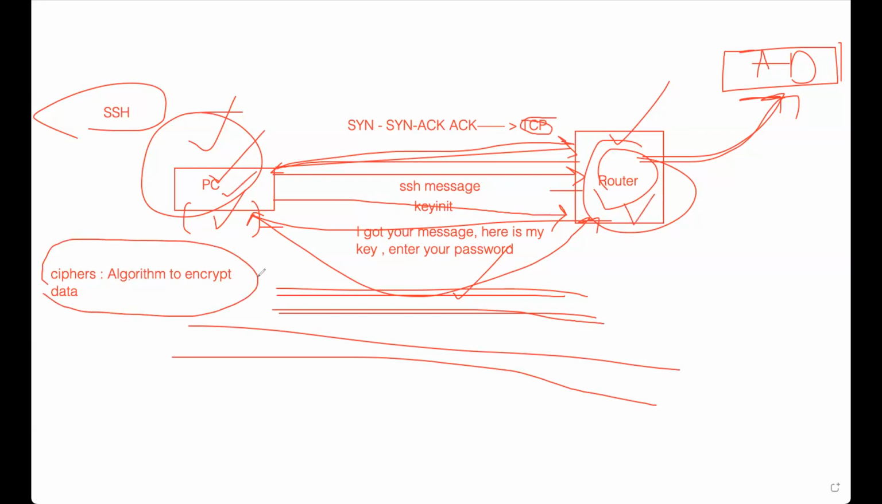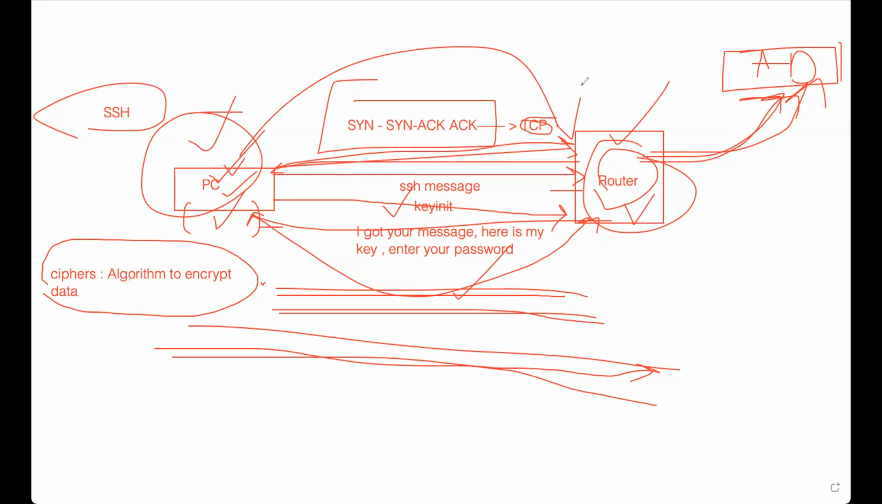And then once I enter my password, the password will be checked on the AD. If it's matching, this SSH channel will form, and now I can log into the device. That's how the SSH handshake works. First the TCP handshake, after that the SSH key init messages will be exchanged. After that, the password will be validated, and then the PC gets access to the router. Any questions?